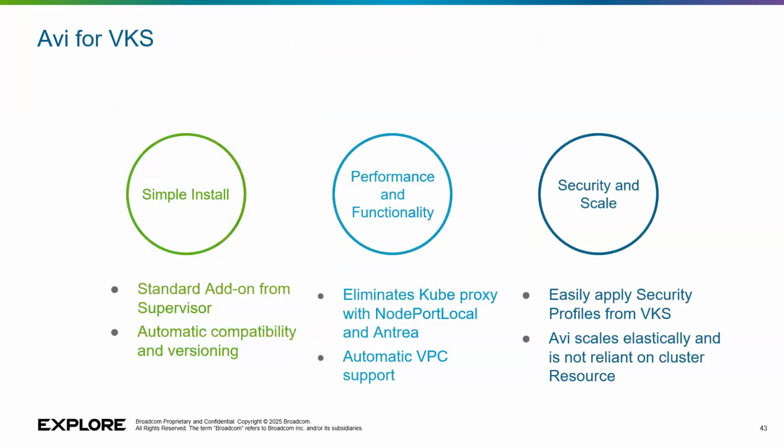So using Avi for VKS is simple to install: throw down the AKO and have it deployed in any of these clusters. This will become even easier going forward. We've got some pretty cool improvements and enhancements to have this be even more natively integrated, providing really good performance and functionality by using NodePort Local to eliminate kube-proxy and bypass that.